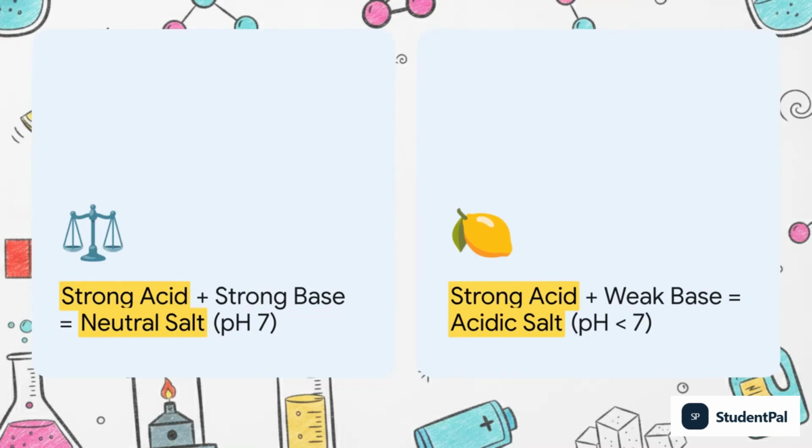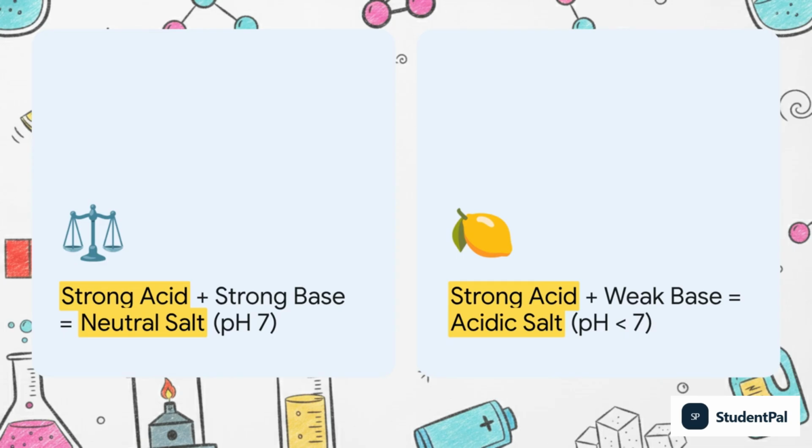Now let's talk about salts. When an acid and a base neutralize each other, they form a salt and water. But here is a super interesting fact. Not all salts are perfectly neutral at pH 7. It entirely depends on their chemical parents. If a strong acid and a strong base react, they perfectly balance out, giving a neutral salt with a pH of 7, like sodium chloride, the table salt you eat with your food.